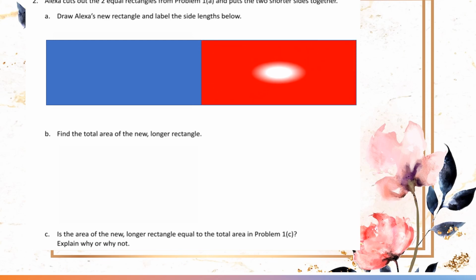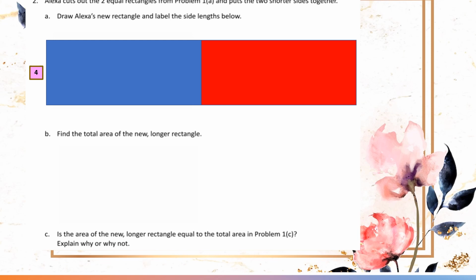And this is the second one. So see how the short ends are together? All right, the short ends are together in the middle. So we drew Alexa's rectangle, and now it tells us to label the side lengths below. So let's label the side lengths. So this side would be 4 because we're using the rectangles from number 1, okay? So all of the measurements are the same. We're just changing the location.